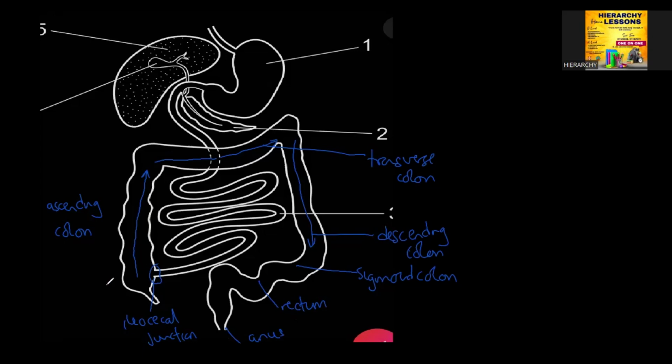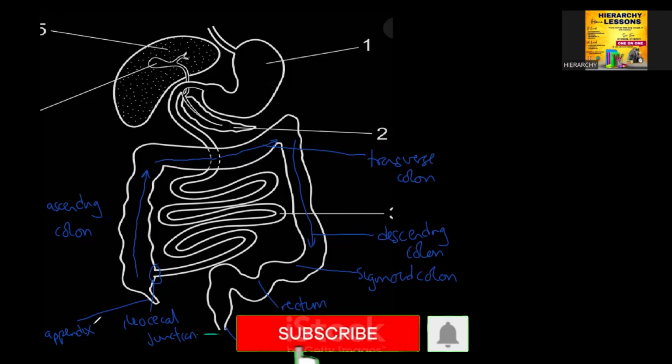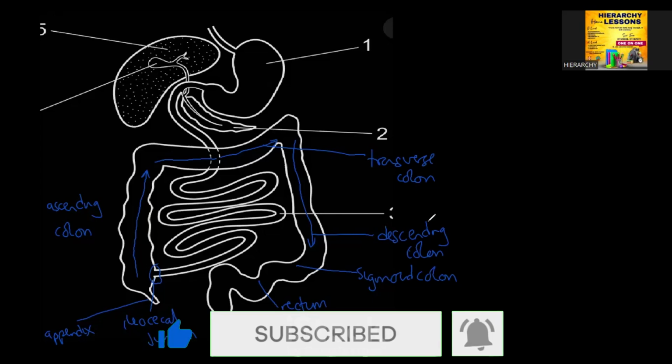And then there's the appendix here, a small tail-like structure. It's about the size of a little finger. So those are the parts of the alimentary canal. We'll talk about the function of the different parts of the alimentary canal when we do digestion next.